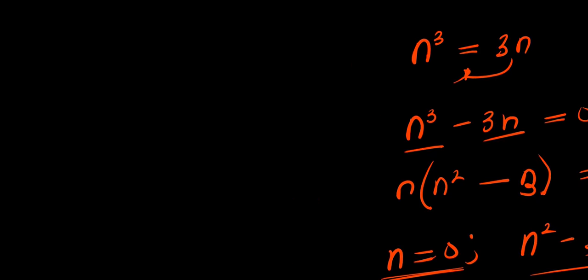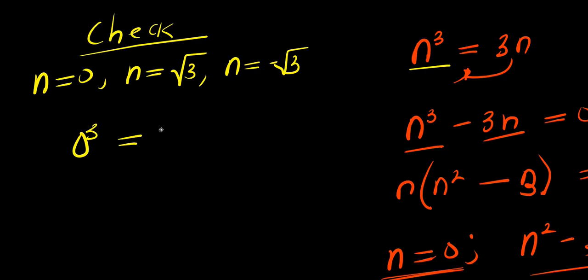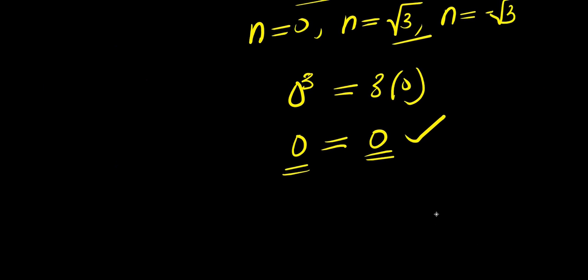Now you can check for each of these. You can check for the 3 solutions: n equals 0, n equals root 3, and n equals negative root 3. You can check for each of these. When n is 0, this will be 0 power 3 equals 3 times 0. And remember, 0 power 3 is 0, and 3 times 0 is 0.